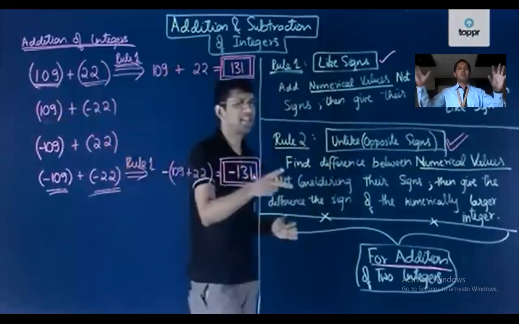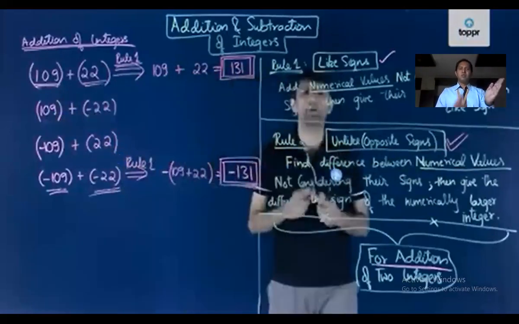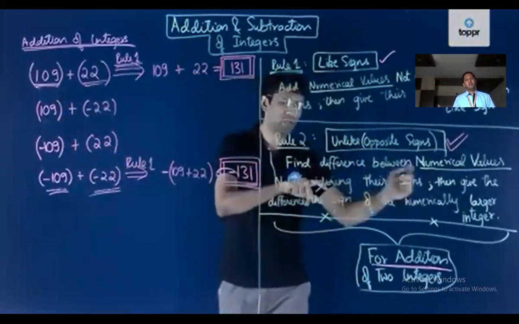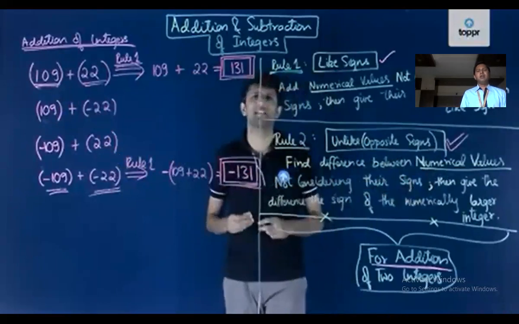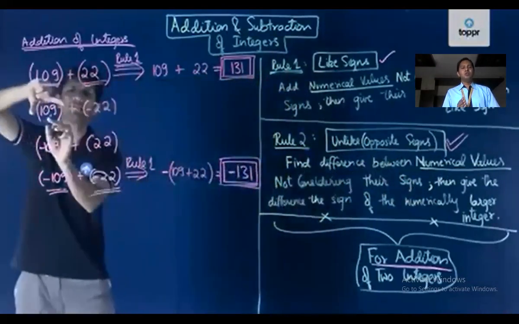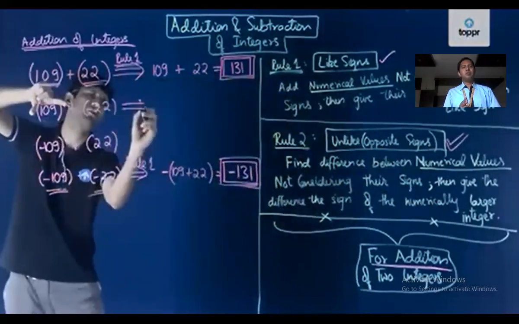One is positive and another one is negative. 109 is positive and 22 is negative. So one is positive, one is negative. We have the case of a negative and a positive, different sign. Now the rule says find the difference between the numerical values. So here we need to find the difference between the numerical values.